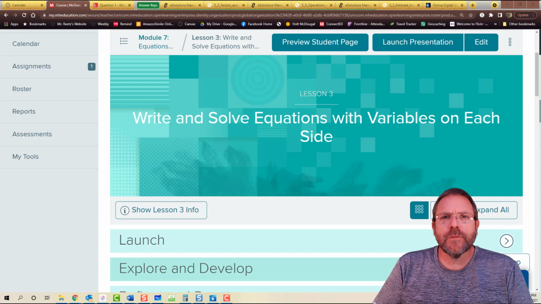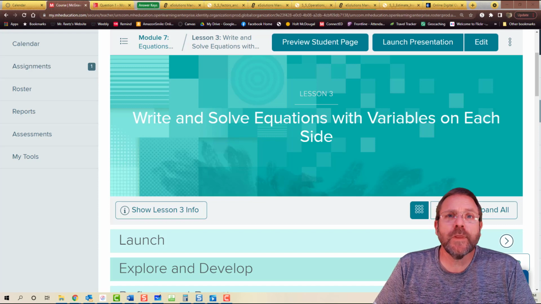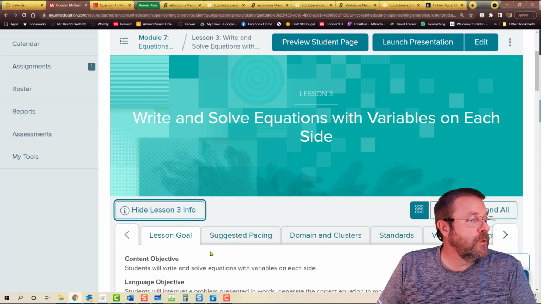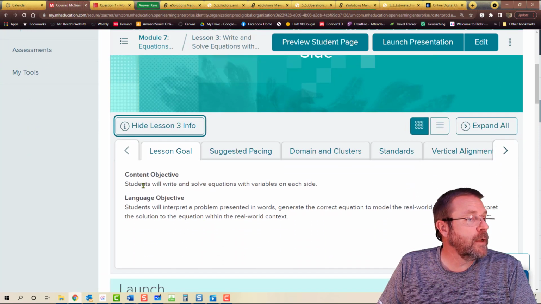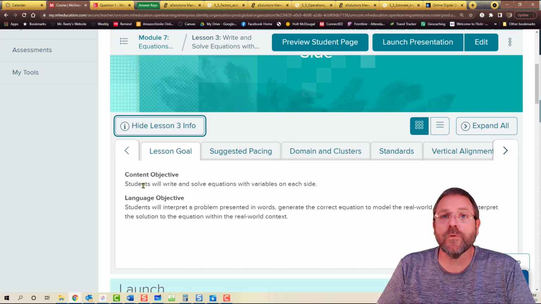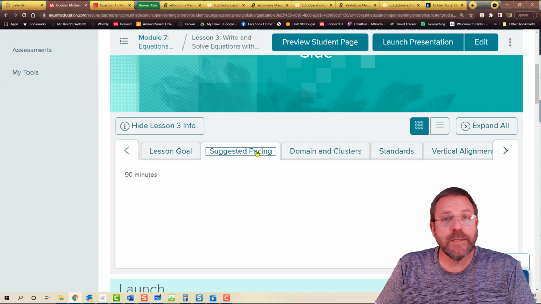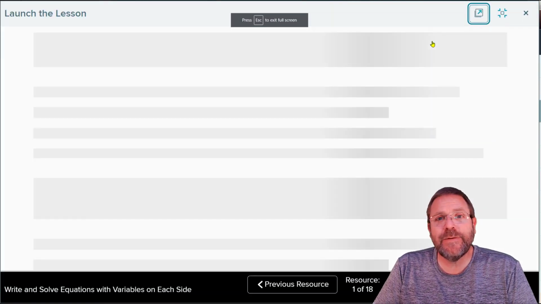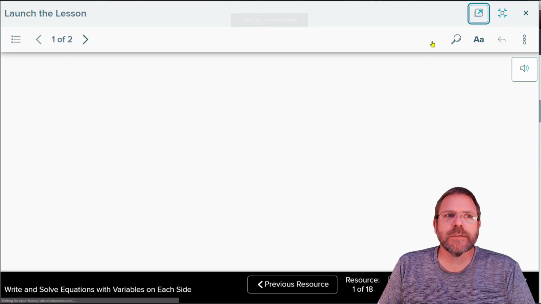Module 7, Lesson 3 covers solving equations with variables on both sides. And for me, this is where the math starts getting kind of cool and fun. We're going to take our little algebraic puzzles to the next level. Our content objective says students will write and solve equations with variables on each side. The suggested pacing is a 2-day goal, and we have 18 resources to cover, so let's get started on them.